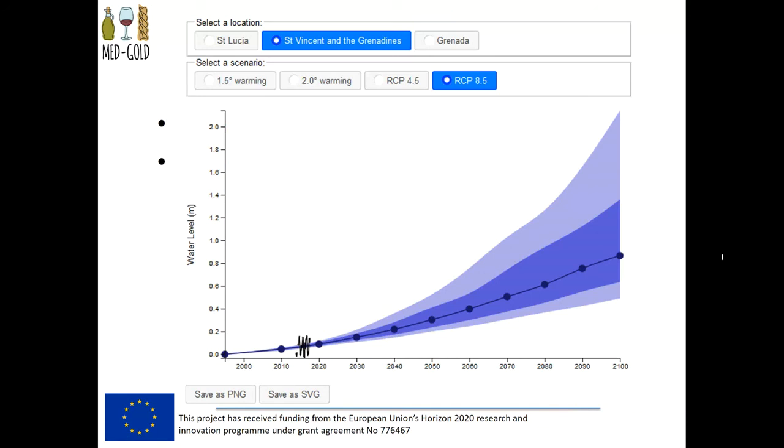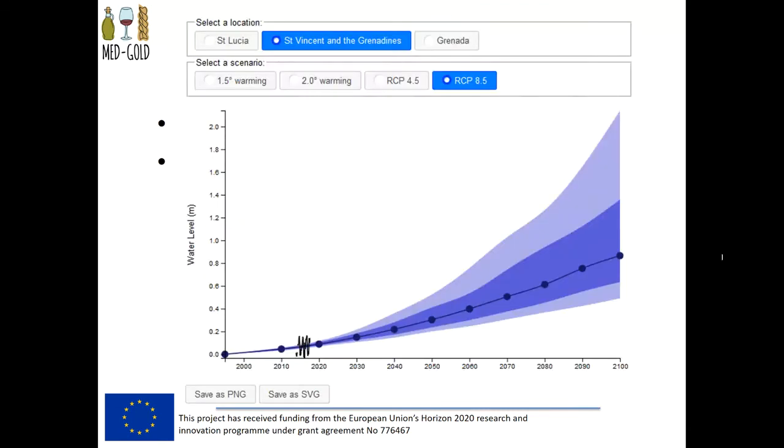But if it was decided to upscale this, say to many, many more islands in the Caribbean, maybe different locations on those islands, different scenarios and so on, clearly the number of graphs to create is going to rise very rapidly and probably be unmanageable.